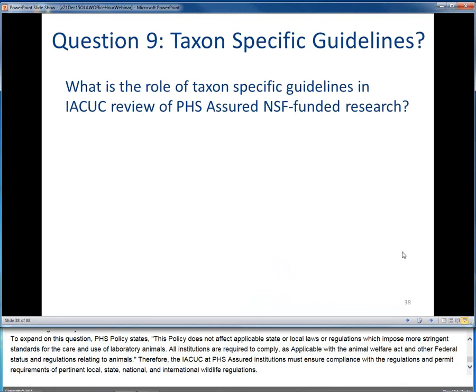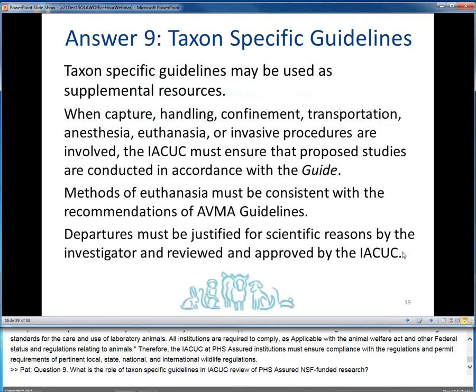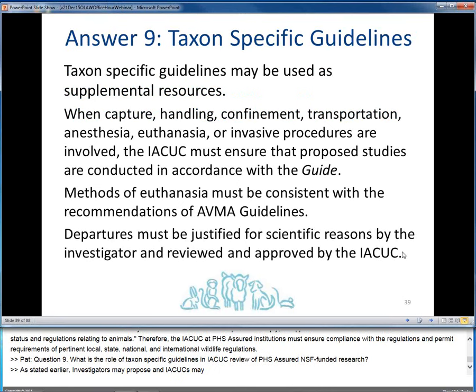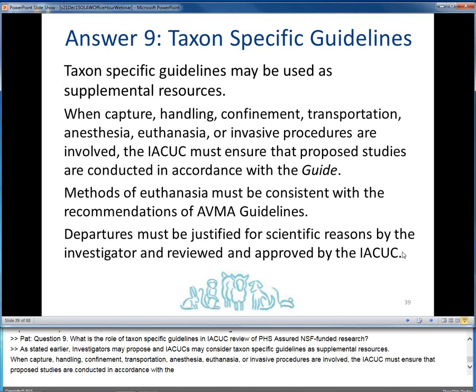Question 9. What is the role of taxon-specific guidelines in IACUC review of PHS-assured, NSF-funded research? As stated earlier, investigators may propose, and IACUCs may consider, taxon-specific guidelines as supplemental resources. When capture, handling, confinement, transportation, anesthesia, euthanasia, or invasive procedures are involved, the IACUC must ensure that the studies are conducted in accordance with the Guide as the primary standard.